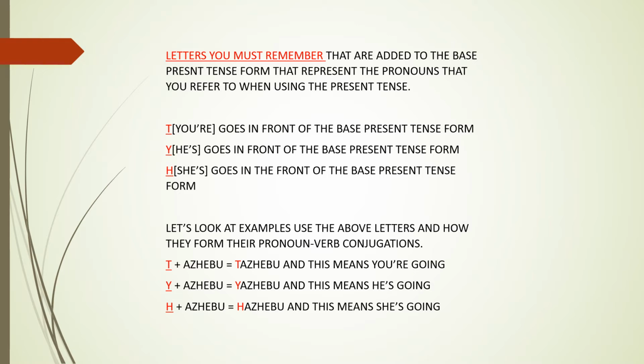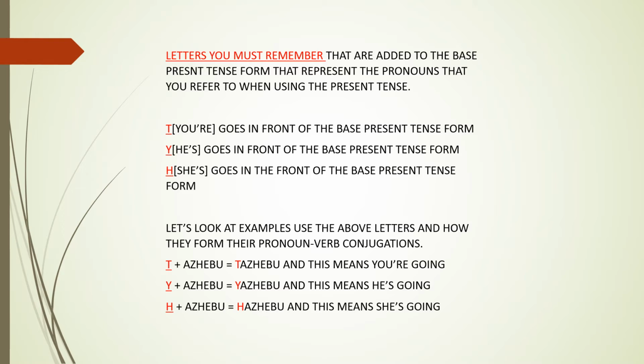So these letters only go in the front, family. And by putting these letters in the front of the base form, you're automatically forming a word that represents the prefix pronoun of inta, inti, huwa, and hiya. So let's look at examples and use the above letters and how they form their pronoun verb conjugation. So again, I put the letters in red, but I put a plus sign to show that you have to add it to the base form. In this particular slide, I'm using the present tense form of the verb zahub, which is go, and it changes into azhibu when you put the A-E-U vowels in the proper place.